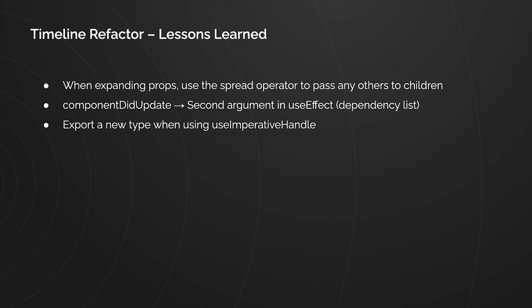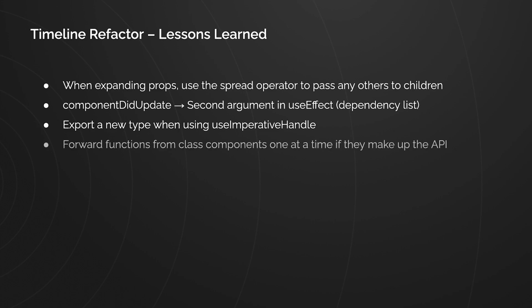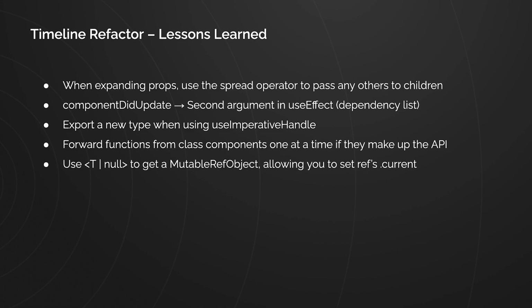The slightly mysterious useImperativeHandle can be used when we want to shape a new API when using forwardRef to wrap another component. Define a new type to export that describes this API. We can run into some boilerplate with larger API surfaces, requiring us to redeclare functions. Union refs with a null type to get a mutable ref object. This is important with TypeScript to ensure we're allowed to mutate the inner current value.